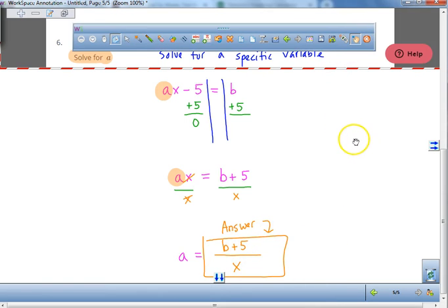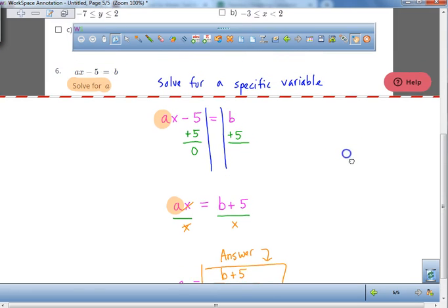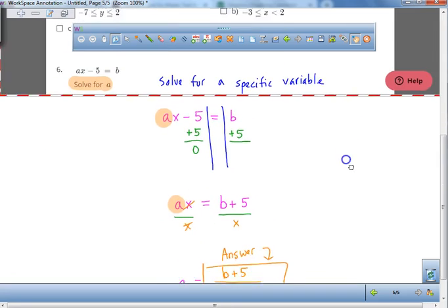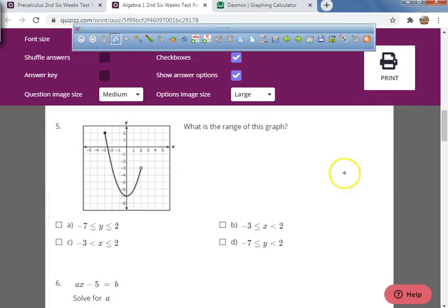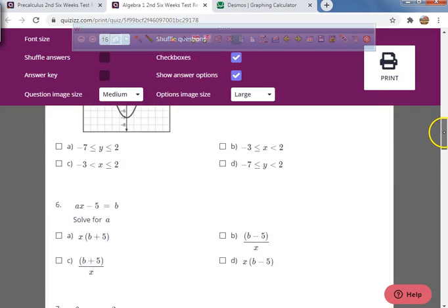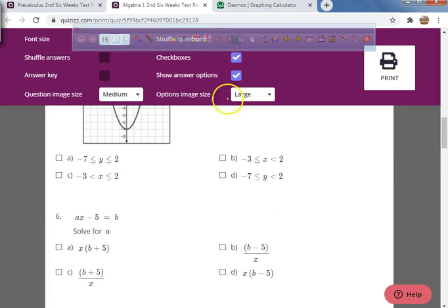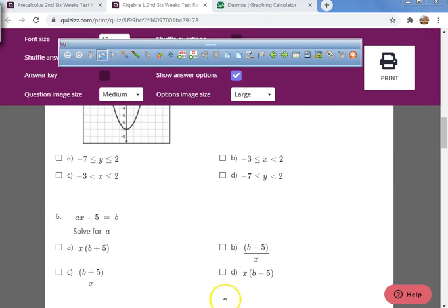We're not going to do just one of these. We're going to do all of the solving for a specific variable. It follows the same pattern. So right here, what would you guys choose for this particular answer? Hopefully you guys see the answer. There it is, right there.